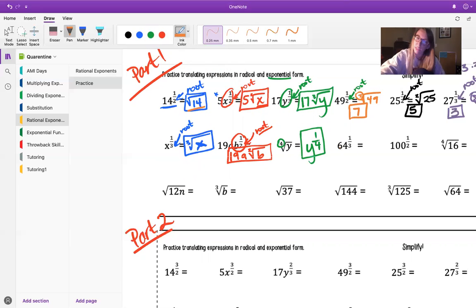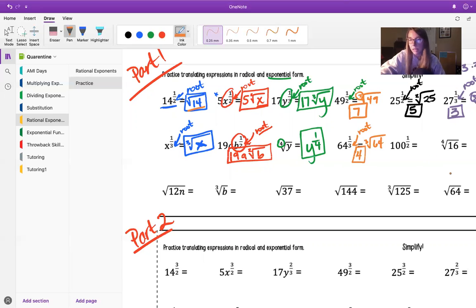Okay, next we have 64 to the 1/3. So remember that denominator is the root. So we have the cubed root of 64. Is there a number that we can multiply by itself 3 times to equal 64? Yes, we can. It is 4.